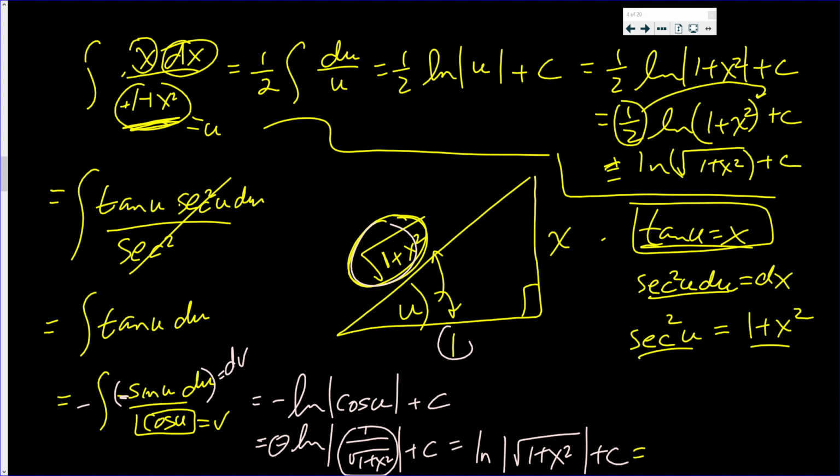Okay, and like I said earlier, square roots can never be negative anyways, but this is at least 1, and the square root of at least 1 is positive. So you don't need the absolute value. 1 plus x squared plus c. But we did it 2 different ways, and we got the same exact answer.